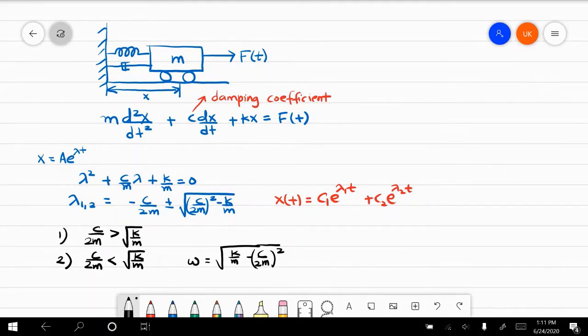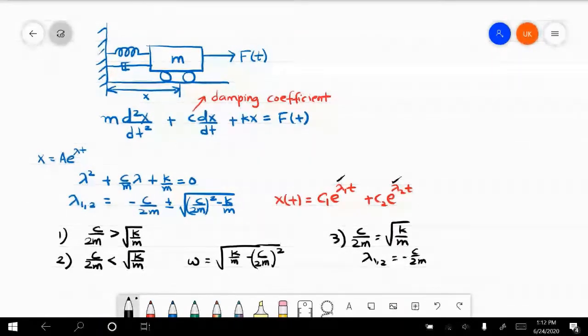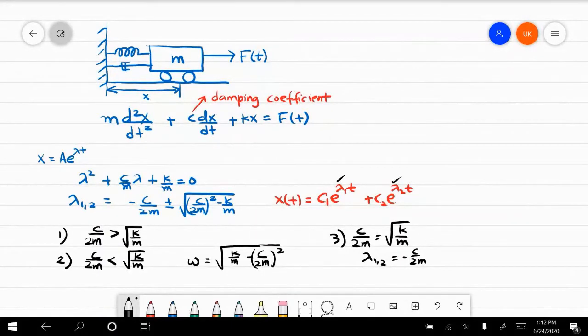And the third case scenario was when c/2m is equal to square root of k/m. In this case, we have only one value of λ, and this value of λ is just going to be equal to −c/2m. As you can imagine, if you substitute it in the equation for x, putting −c/2m here and here, it will produce an exponentially decaying function, and this is called critically damped motion.